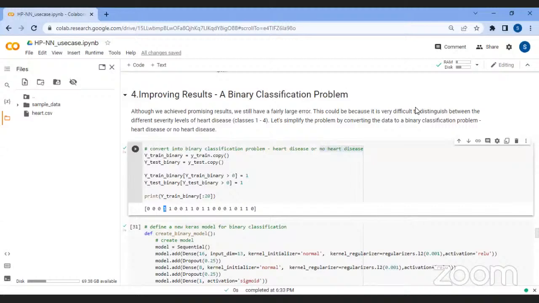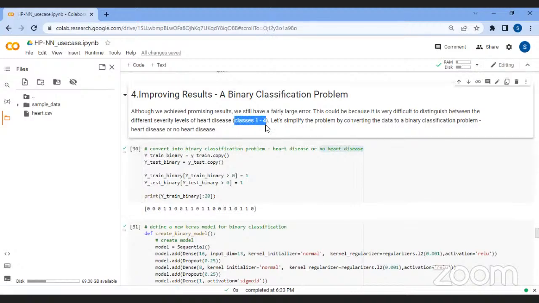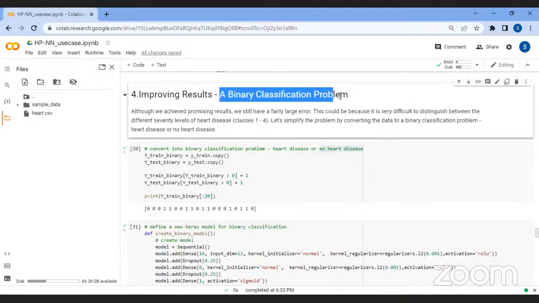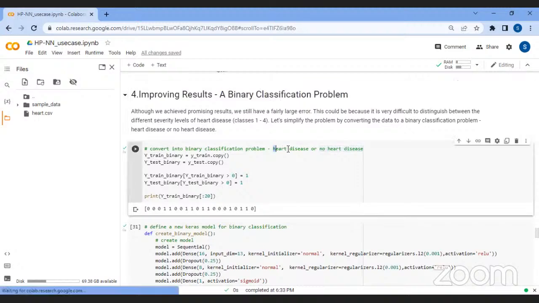Before, what we had done was take different categorical values, where we had 4 different classes, and we tried to classify and predict them. But now we are taking a binary classification problem, and we have taken only two values, heart disease and no heart disease, which are represented as 0 and 1.